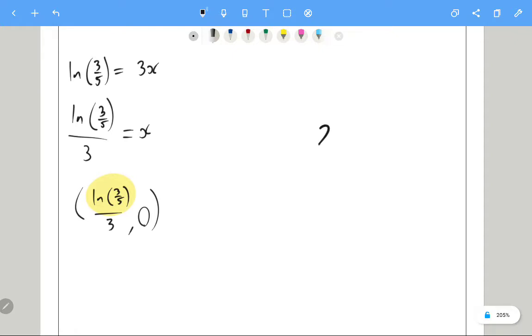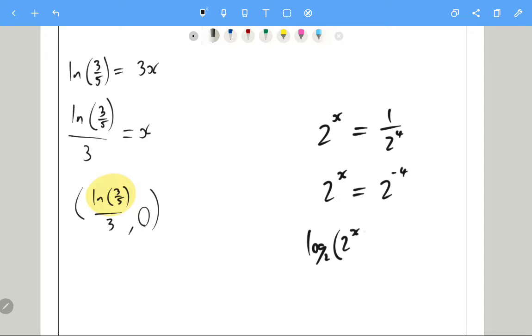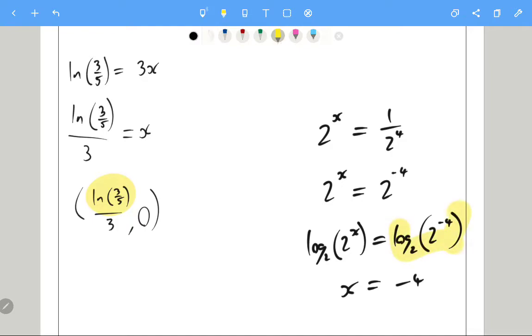If I say 2 to the x equals 1 on 16, or 1 on 2 to the 4, well, 2 to the x is equal to 2 to the -4 by the negative rule. And if I take not the natural log, but the log base 2 of both sides here, you'll see that x would be equal to -4. So logarithms can output negative numbers, and especially they do it when the input is smaller than the base.